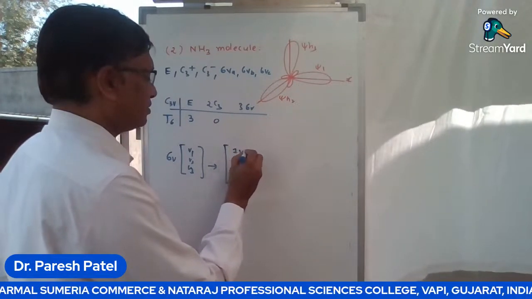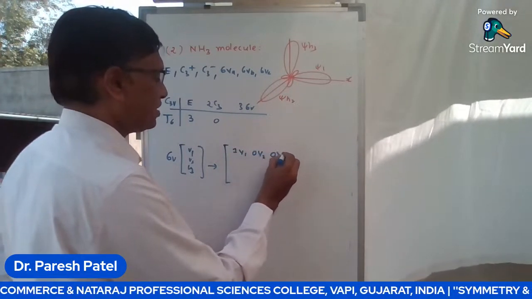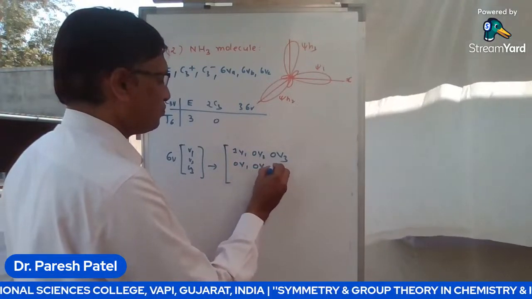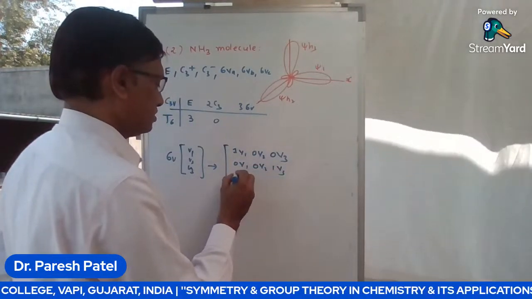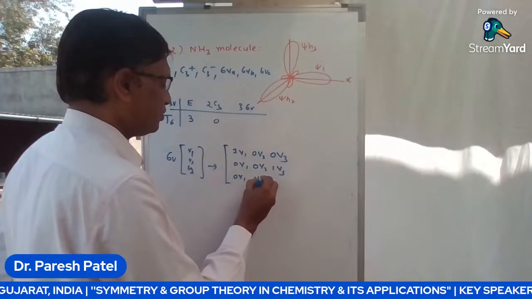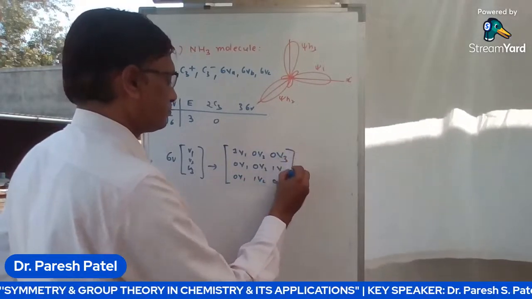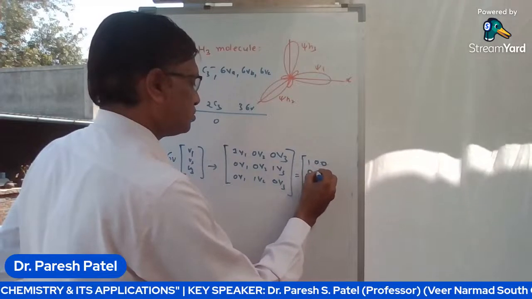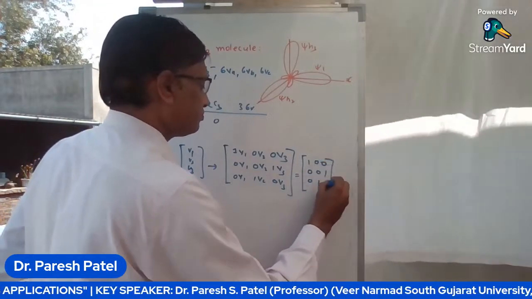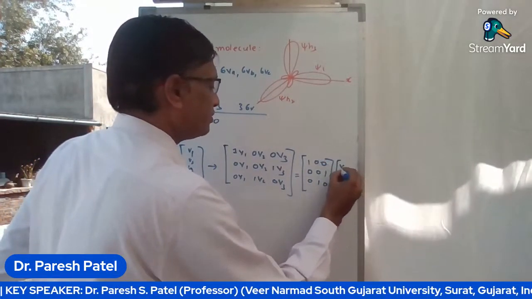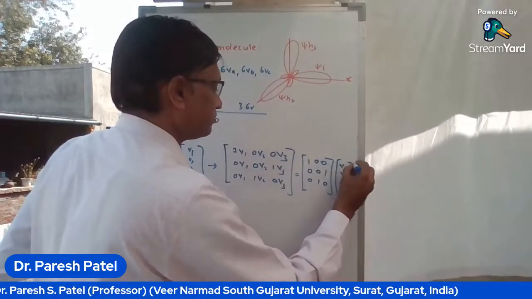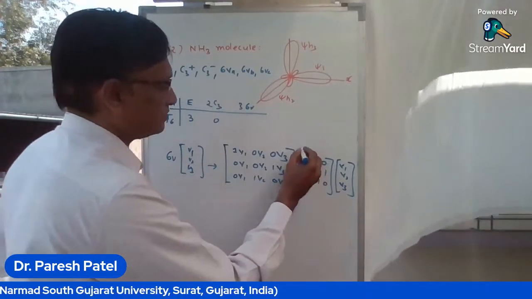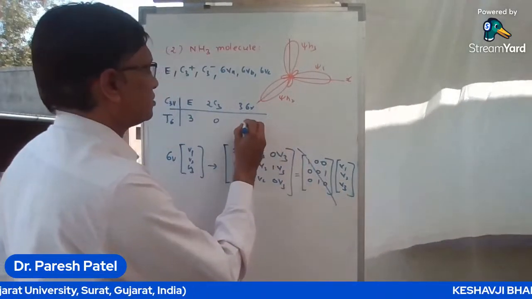One into v1, 0 into v2, 0 into v3, 0 into v1, 0 into v2, 1 into v3, 0 v1, 1 v2, 0 v3. So it is equal to the matrix 1 0 0, 0 0 1, 0 1 0, acting on v1, v2 and v3. So this sigma v can be represented as a character equal to 1.